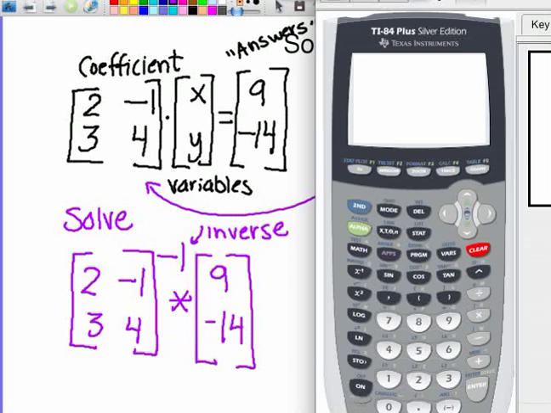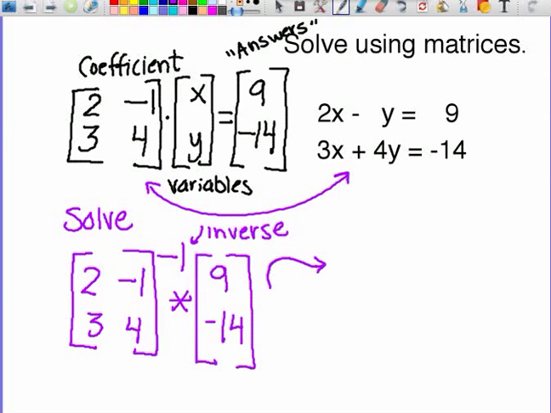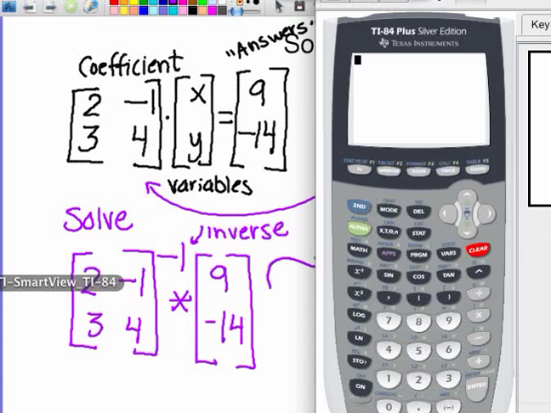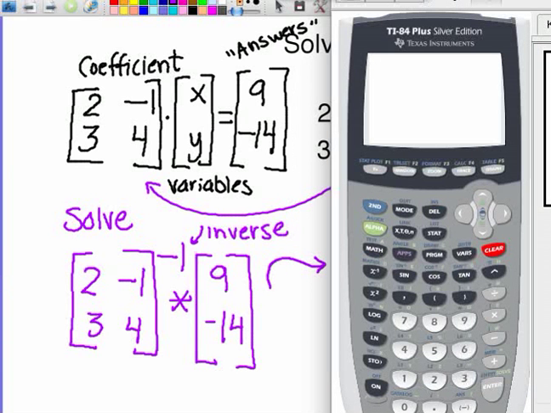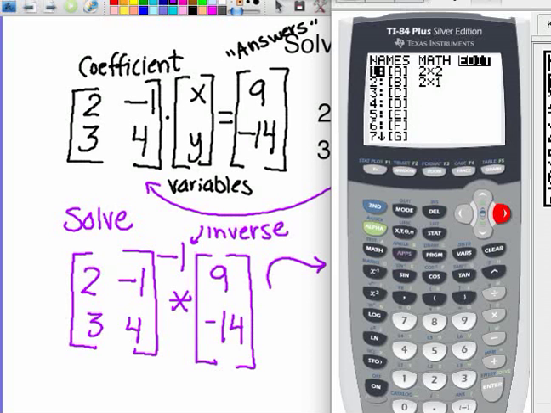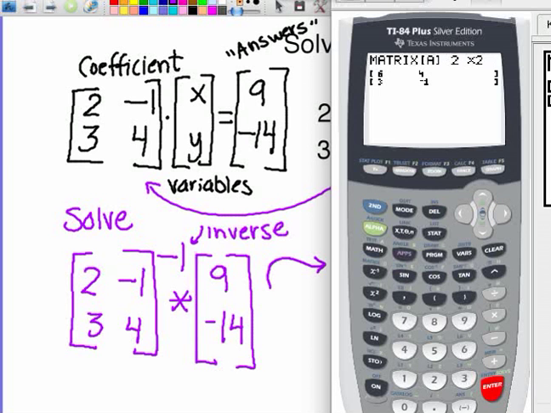Notice that there is a matrix button, right in about that spot. And so what you're going to do is hit second matrix, and to put information into your matrices you're going to go over to edit and go in there. This first matrix is a 2 by 2 matrix, the coefficient matrix, so that's actually set up exactly how I want it. So I'm going to hit enter until I go to the first spot and change it to 2, -1, and 3, 4. So now that matrix is in there.